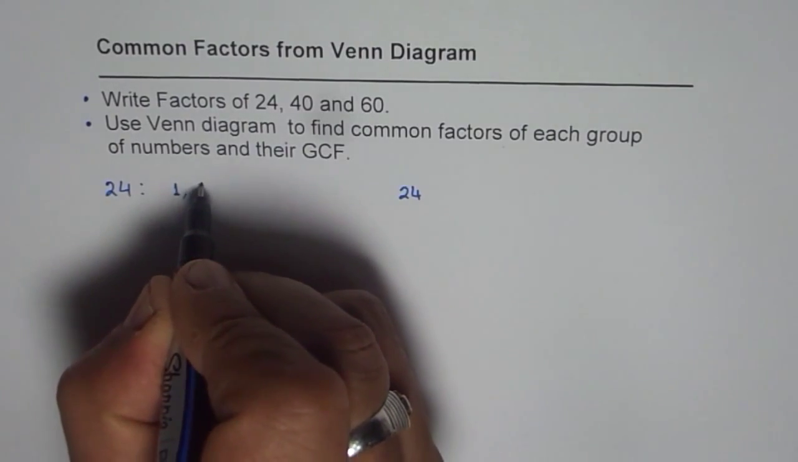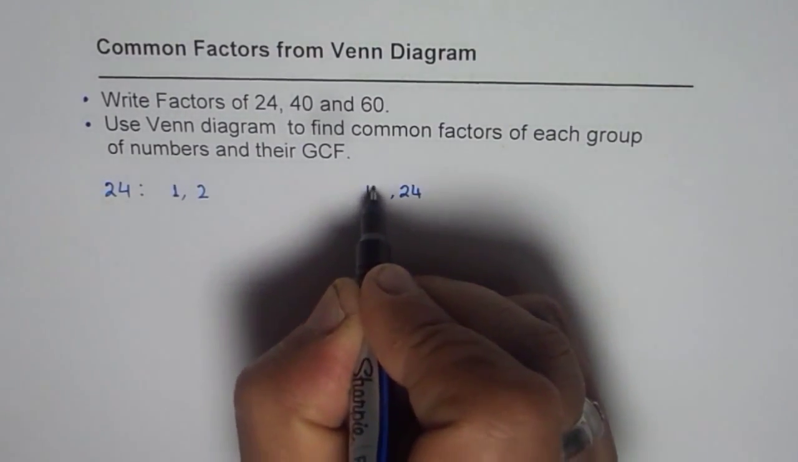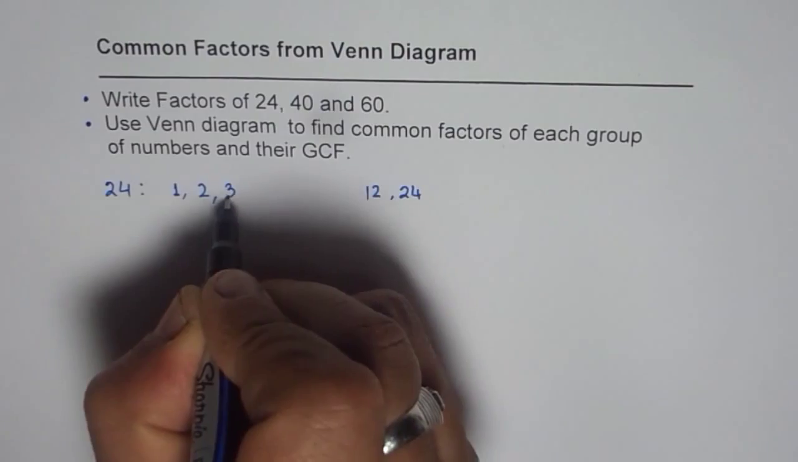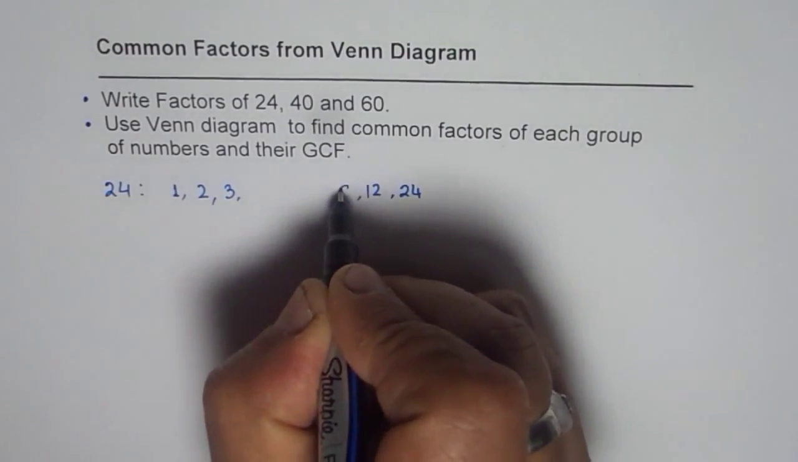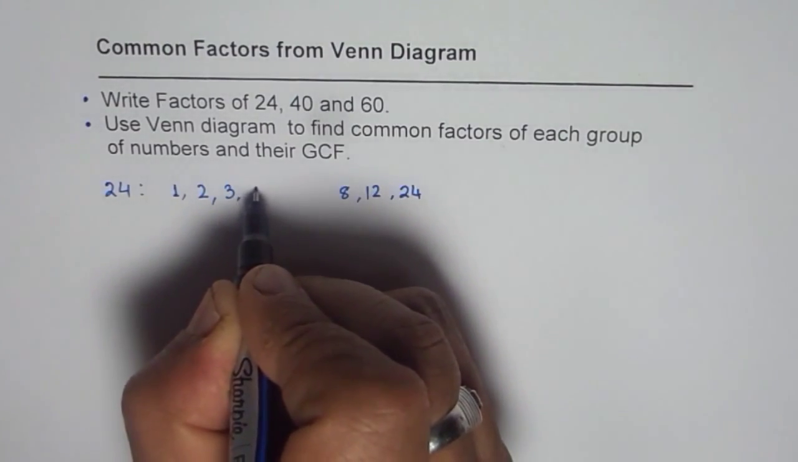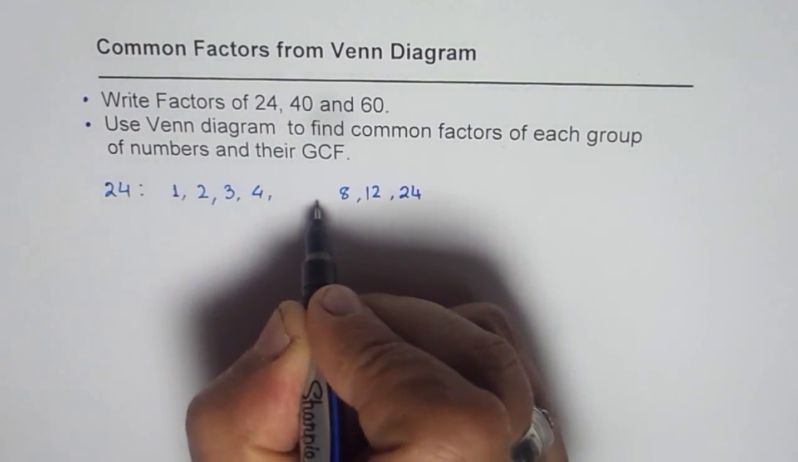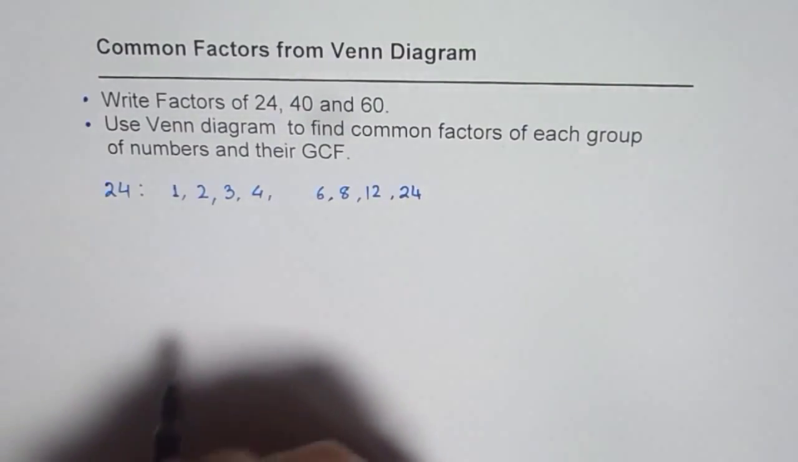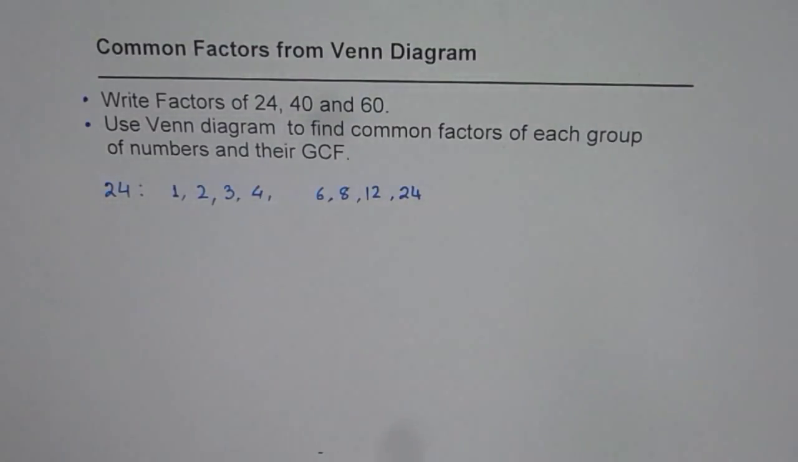And 2 times what is 24? 2 times 12. How about 3 times? 3 times 8 is 24. And what about 4 times? 4 times 6 is 24. So these are all the possible factors of 24. Now let us write down factors for 40.